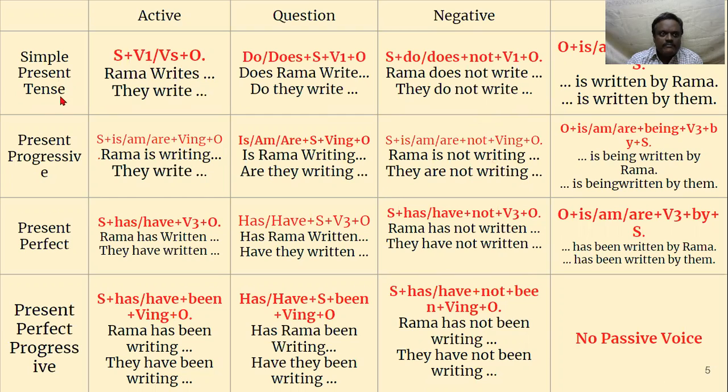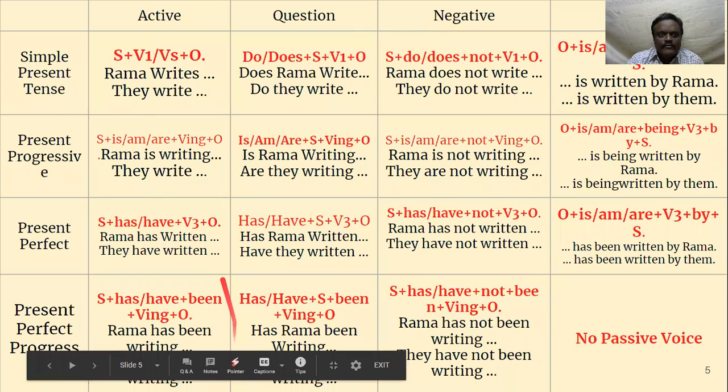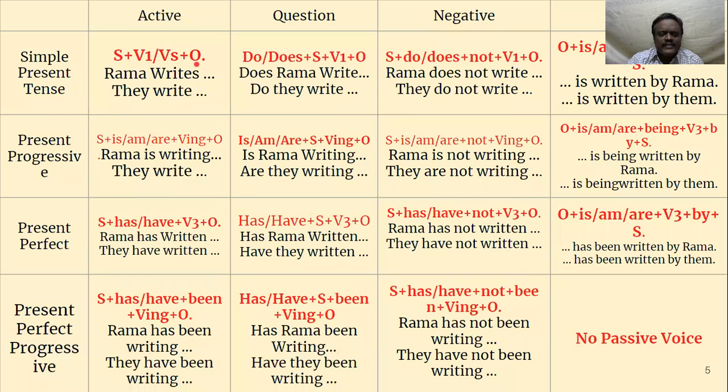See, in the first one, simple present tense, the structure or formula for the simple present tense is subject plus V1 or Vs, plus object. It can be object or complement, whatever it is. And this part is very important for us, V1 or Vs. So let me see one example.